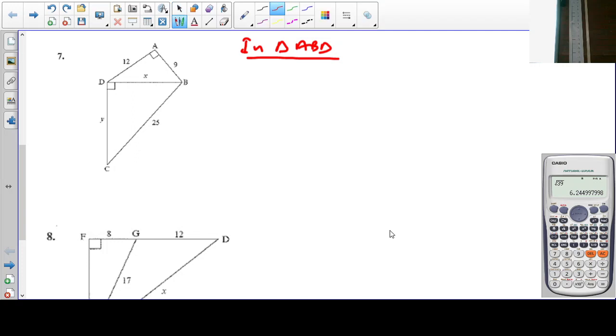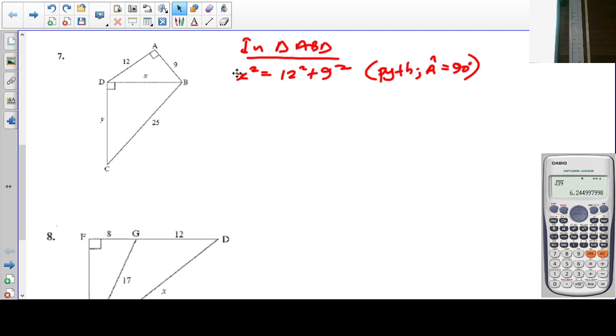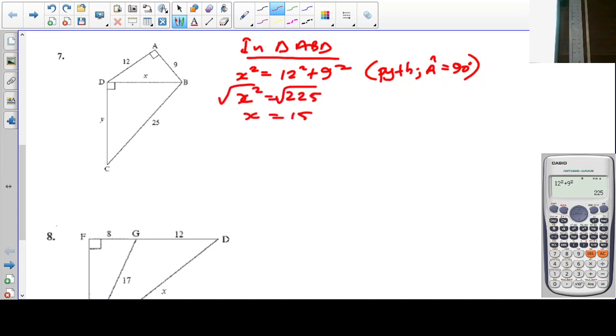So we said you're going to start off with x squared is equal to 12 squared plus 9 squared. Why? Pythagoras with angle A equals 90 degrees. Not so? Put that in the calculator. 12 squared plus 9 squared gives us 225. So x squared is equal to 225. The square root thereof is 15. You all agree with that?